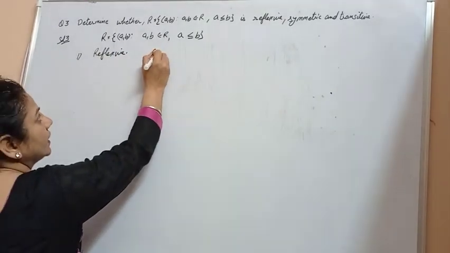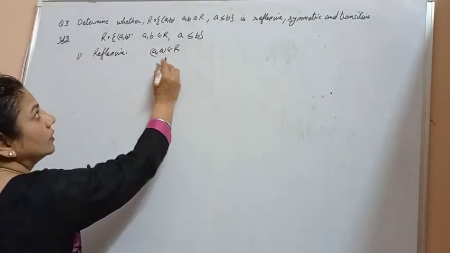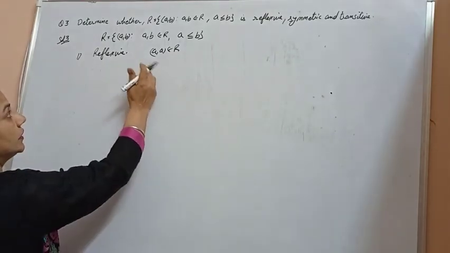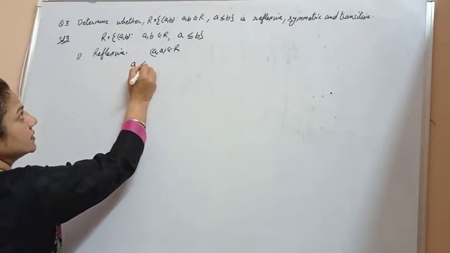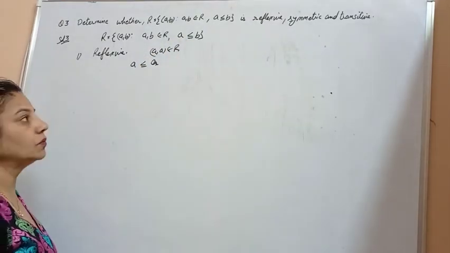we know that (a, a) belongs to R for all a. One element should belong to R with itself, so an identical element should be there. I say a is less than or equal to a. According to this relation, a should be less than or equal to a. This is true.